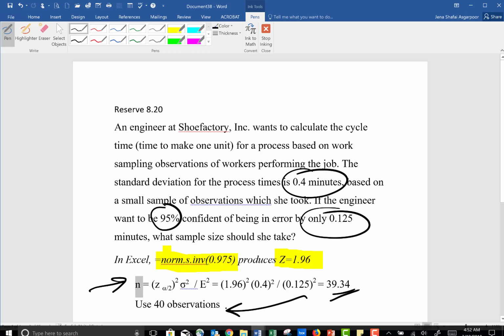So 40 observations should be sufficient to have a 95% confidence in terms of the process average, and error being 0.125 minutes.